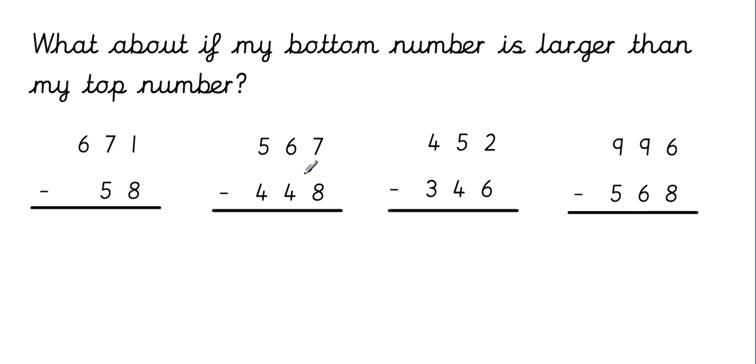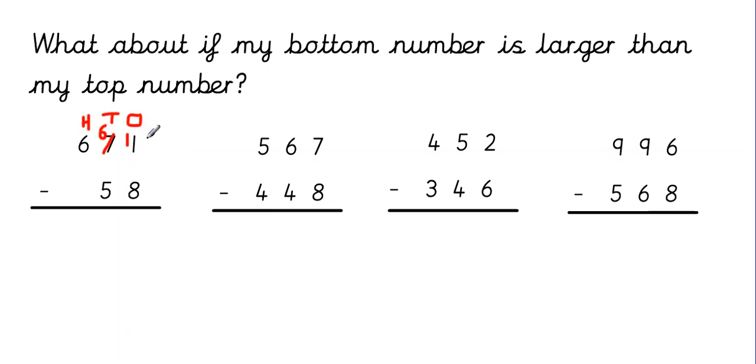Okay, let's go through these then. So my columns, I've got my ones column, my tens column, and my hundreds column. If we look at our ones column, I've got 1 take away 8. Well, I know that 8 is larger than 1, so I can't take 8 away from 1. So I'm going to exchange. I'm going to cross my 7 out. I'm going to give 1 ten to my ones column, which turns this 7 into 6 tens.